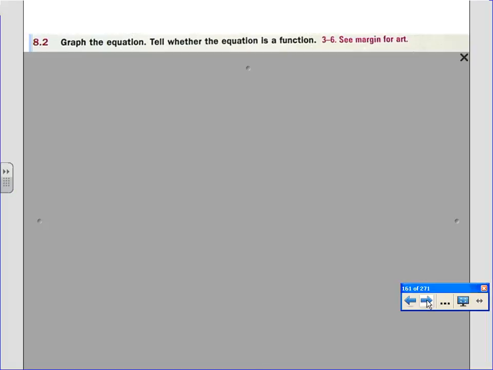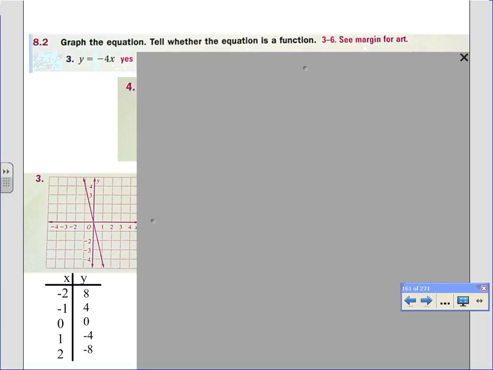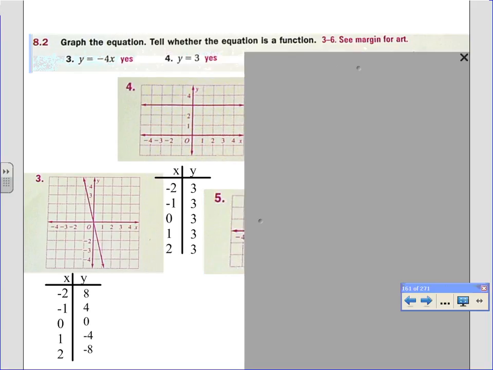Okay. So number 3, is the equation a function? We should have graphed it. Drew? Yeah. And it looks like this down here. My x value is -2, -1, 0, 1, 2. Okay, now that's 8, 4, 0, -4, -8. Number 4. Abigail? Yes. And my x values -2, -1, 0, 1, 2. They're all 3. And that's okay because you don't have a repeat of x going to a different y.